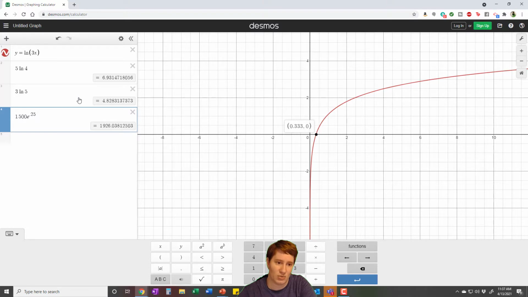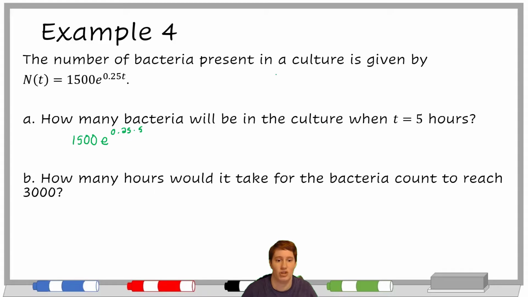On Desmos, the way to fix that is to put parentheses around this. On your TI calculator, unless you have a super old one, if it looks like it's in the exponent, then it's in the exponent. If it looks like it's out to the side, then you need to move stuff around so that it is doing the right thing. So after 5 hours, we would have 5,236 bacteria. That's a lot of bacteria.